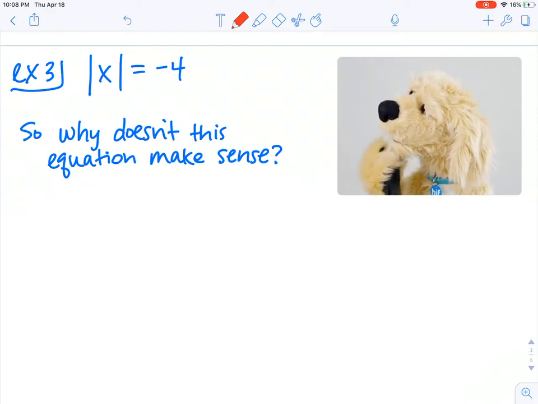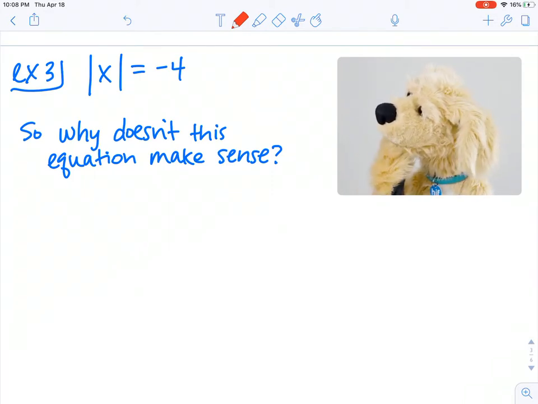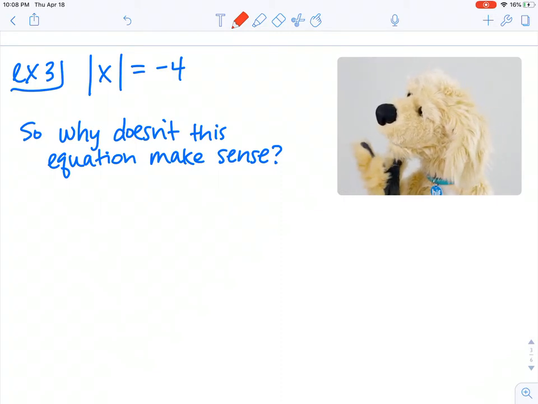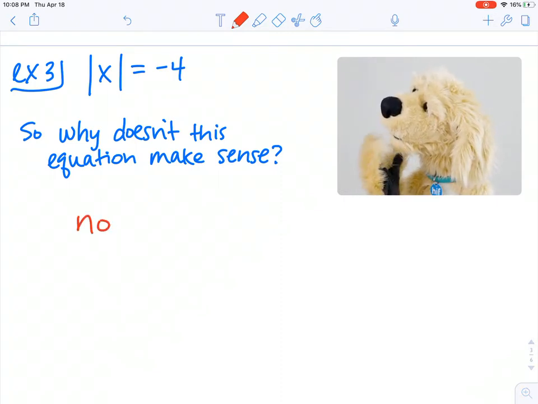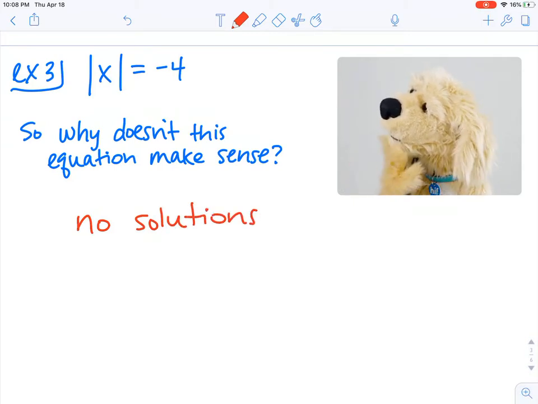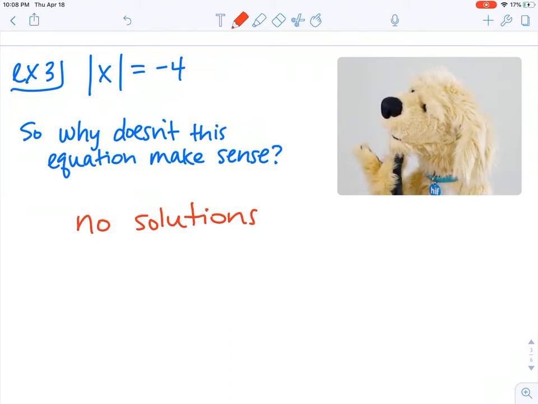So in this case, if we're looking for where the absolute value of x is equal to negative 4, it doesn't make sense because it's a negative distance, so there are no solutions for this problem.